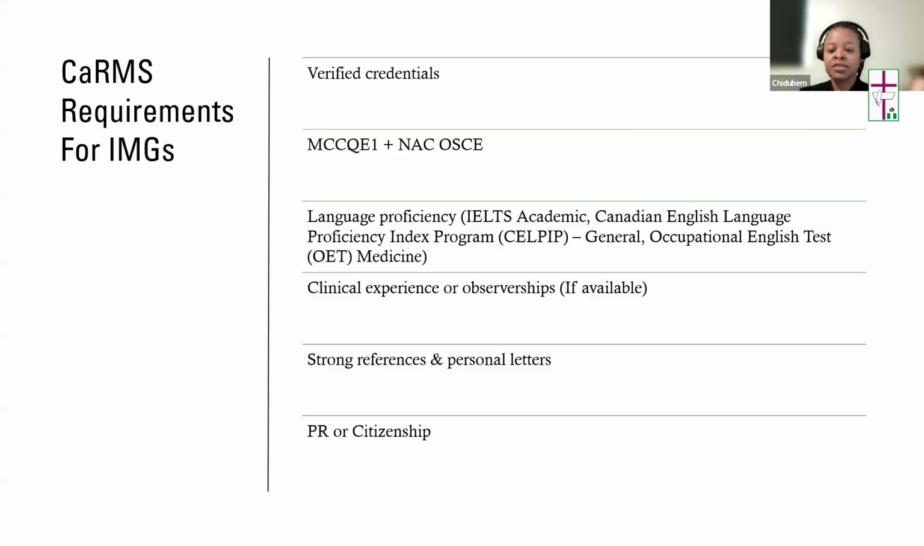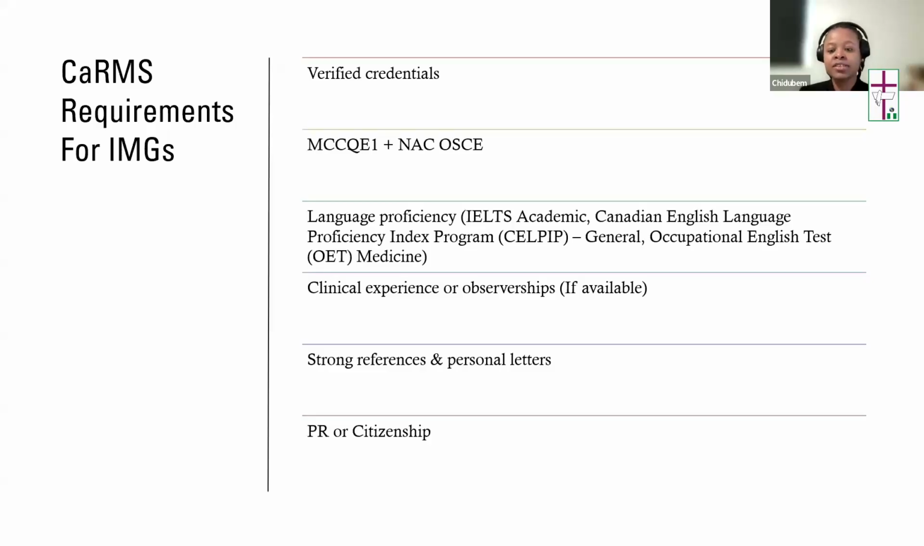For language proficiency, usually for CELPIP, you need a minimum score of 9 in each of the 4 skills in the same sitting. For IELTS Academic, you usually need a minimum score of 7.0 in each of the 4 skills in the same sitting. And talking about IELTS, remember, not the General, because IELTS General is required for your PR application. IELTS Academic is required for the CaRMS application. So it's good to differentiate that and know which one you are writing, so you don't make a mistake. And for OET Medicine, we usually need a minimum grade of B in each of the 4 skills in the same sitting.